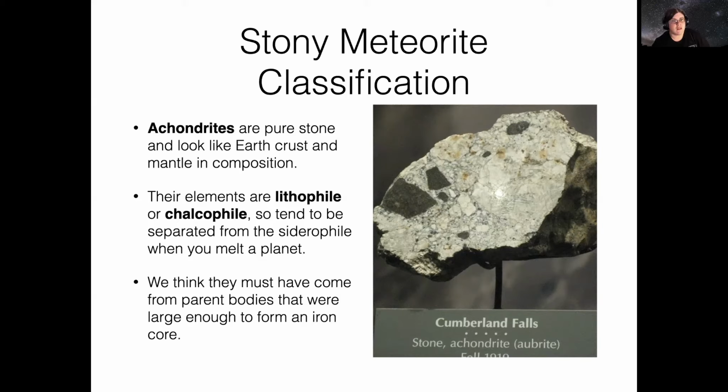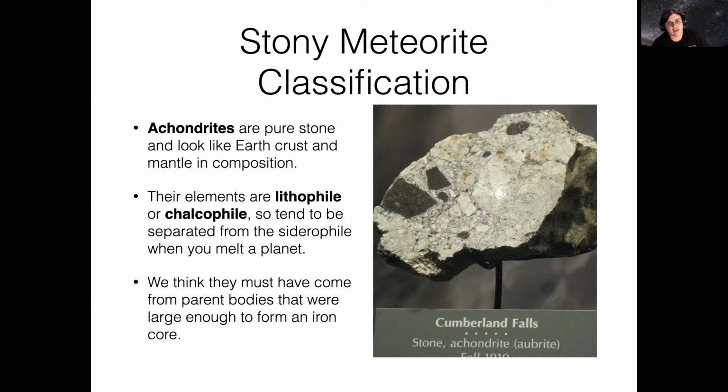You can tell this because just like iron selectively had those siderophile elements that dissolve well in iron, achondrites tend to have elements that are either lithophile, dissolve well in rock, silicates, or chalcophile, they dissolve well in sulfur. The word comes from the name for copper. These tend to be the elements that would separate out and be in the core and the mantle. Rocks on Earth and Mars also look like they have more lithophile or chalcophile elements.